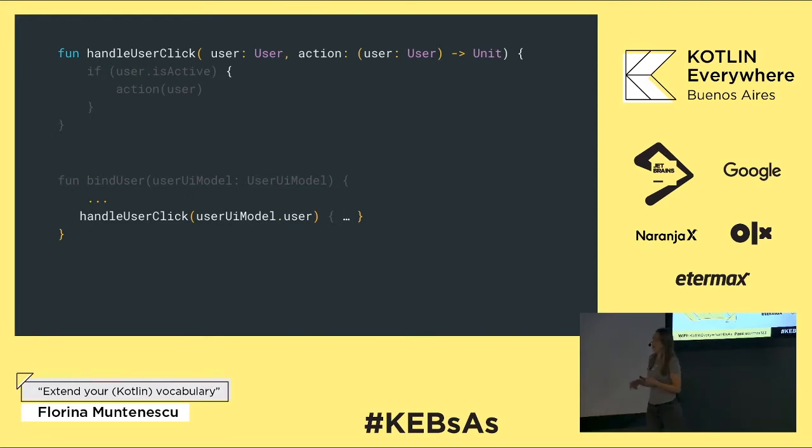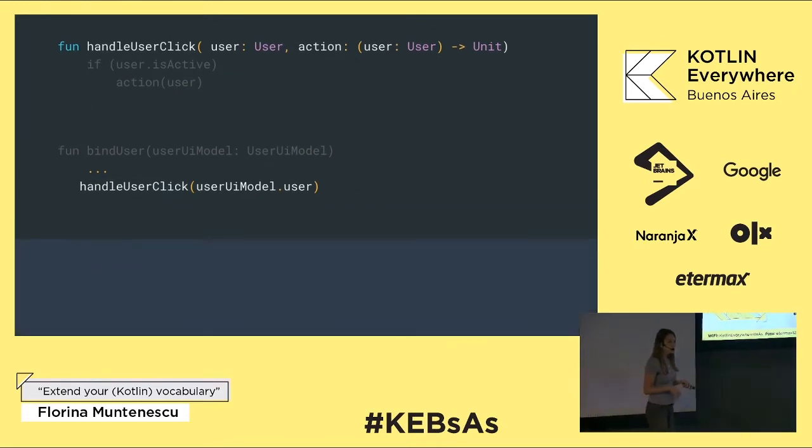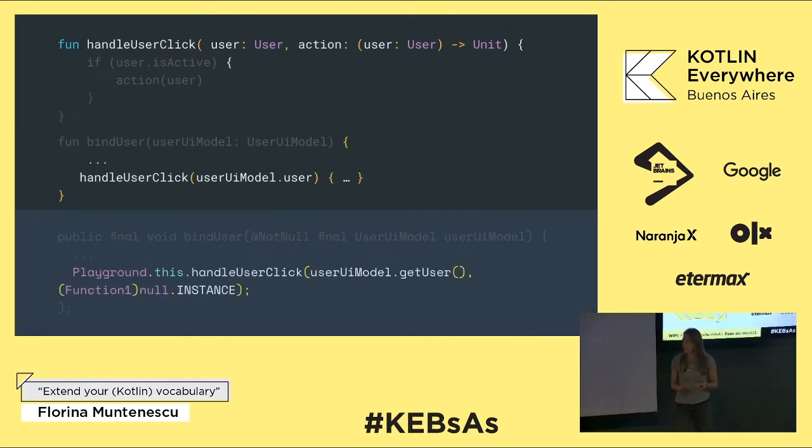So we're defining the action directly here. What's the difference? In the decompiled code, we see something like this. We see a Function1 null.instance. That doesn't tell you much, but actually what happens here is that the Kotlin compiler creates a new function object for every lambda that needs to be passed.